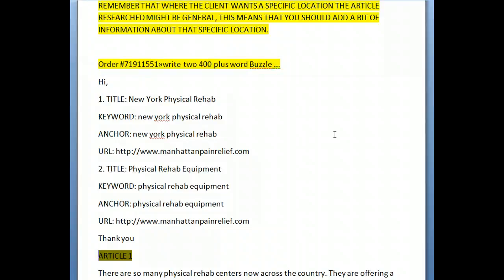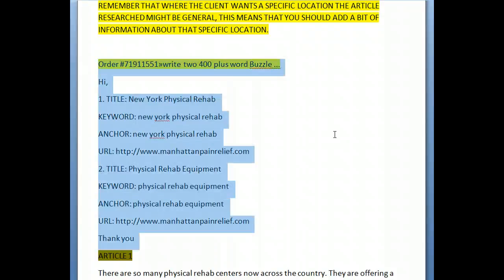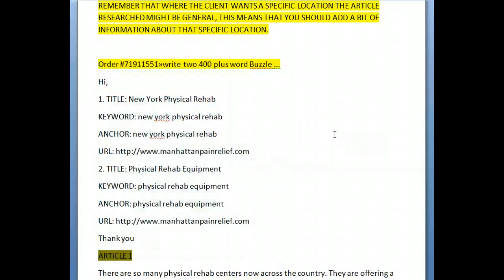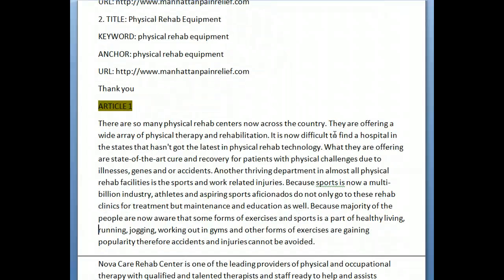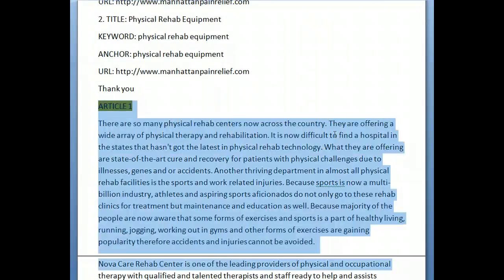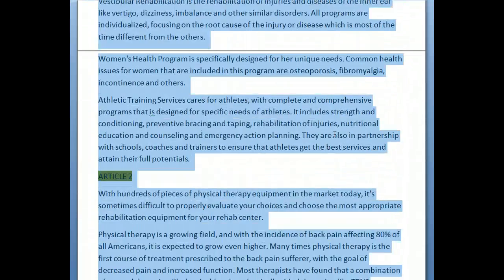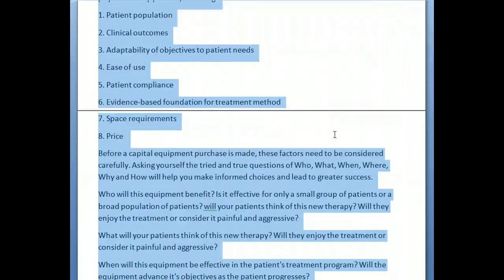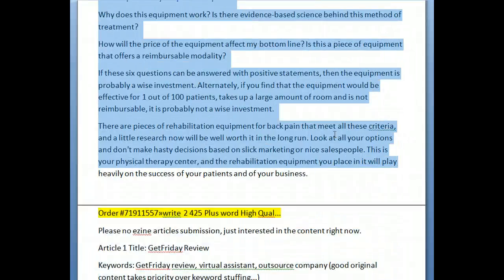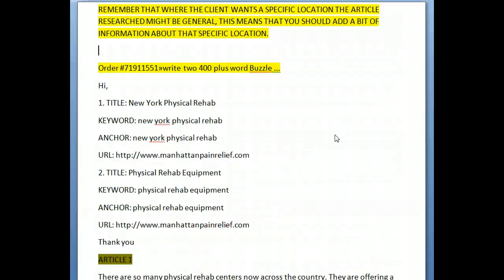So when you are submitting the article back to us, you just copy all of this information here, paste it in a Microsoft Word document, and add both articles below as per usual. So you would copy all this information here and then move on. Now, there are different types of articles that you're asked to write.